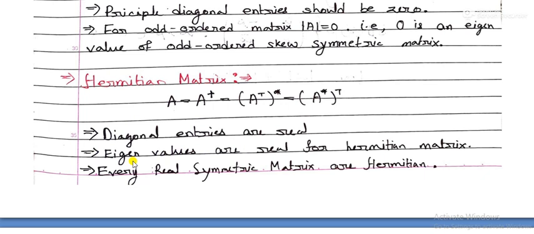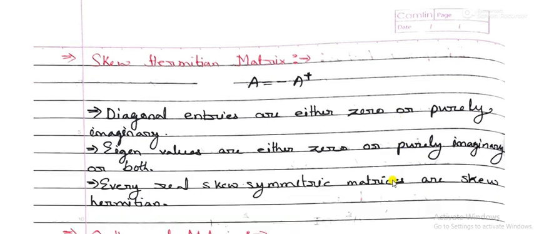Many times questions are asked from this portion: what are the eigenvalues of a Hermitian matrix, what are the eigenvalues of a skew symmetric matrix, a skew Hermitian matrix. Questions are frequently asked from here, so remember this. Eigenvalues are real for a Hermitian matrix, and every real symmetric matrix is Hermitian.